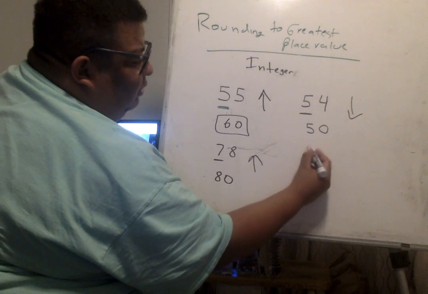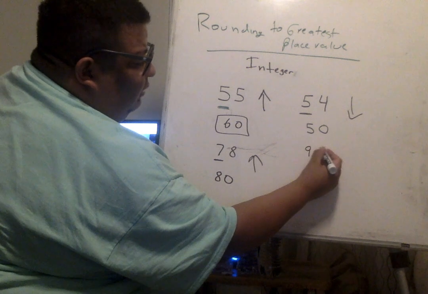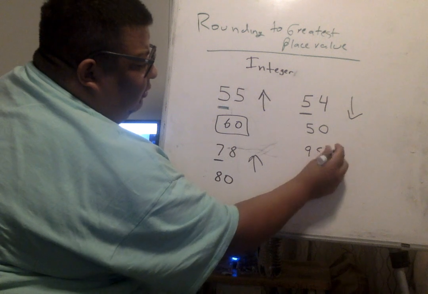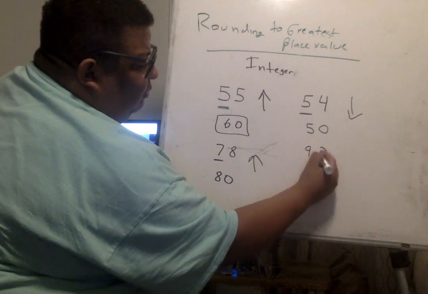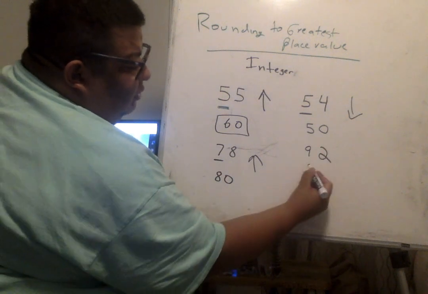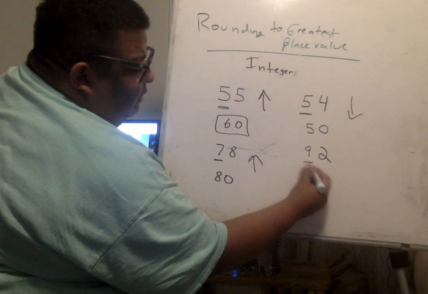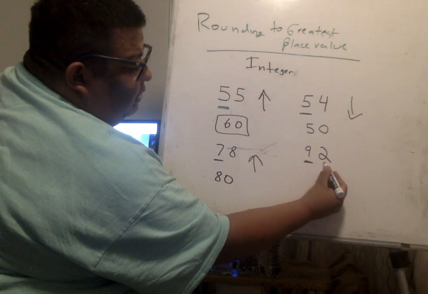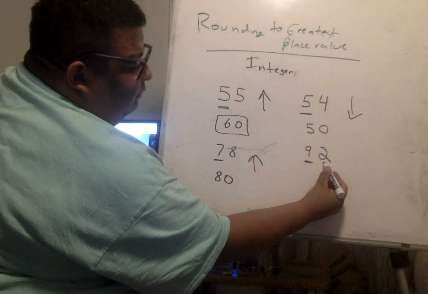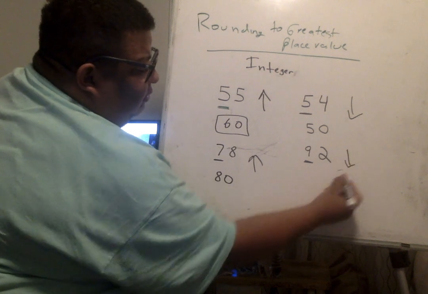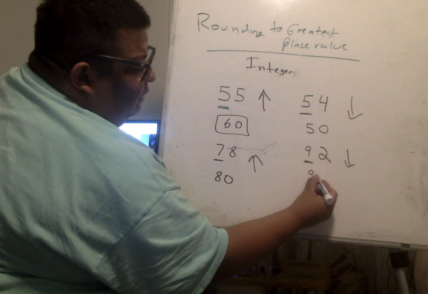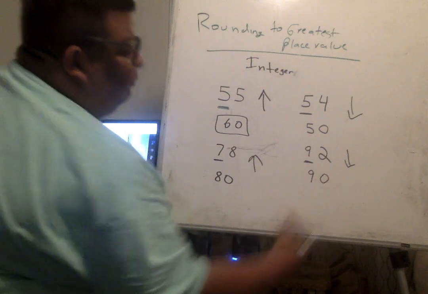So let's look at another one. 92. Greatest place value is 9. Look at the next digit. Is 2 5 or greater? No, so you round down. So you leave the 9 by itself and you put a 0.